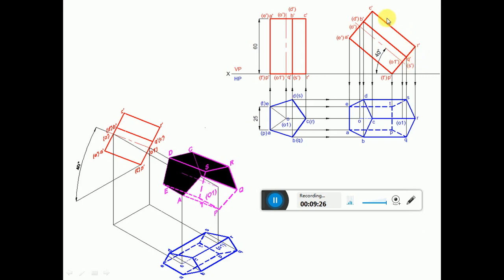So this is how we will be regenerating or reproducing the first position front view here by keeping the edge on HP and by rotating the axis by an angle of 40 degrees.